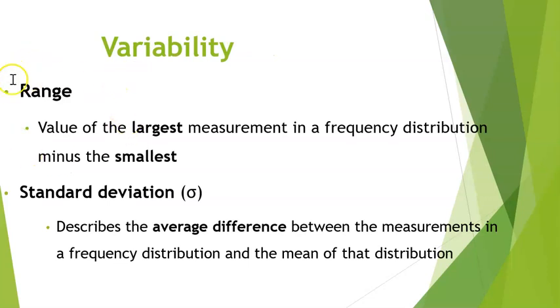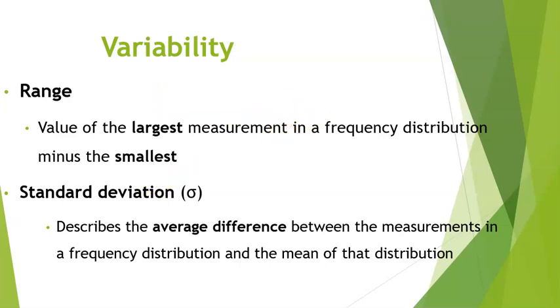In variability, we're going to talk about the range. Again, that's your smallest measurement and biggest measurement. You can represent that as one number by taking the largest measurement minus the smallest, and you'll get a range. So say our range is from 1 to 5. To represent that range, we would take 5 minus 1, so our range would be 4.